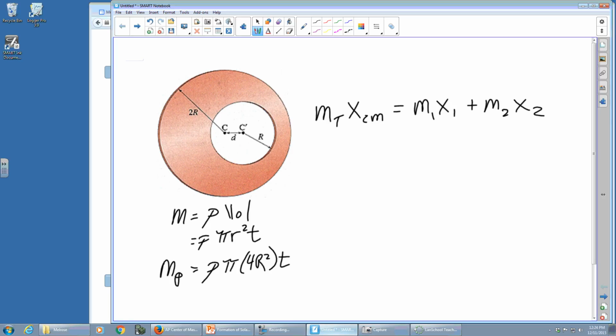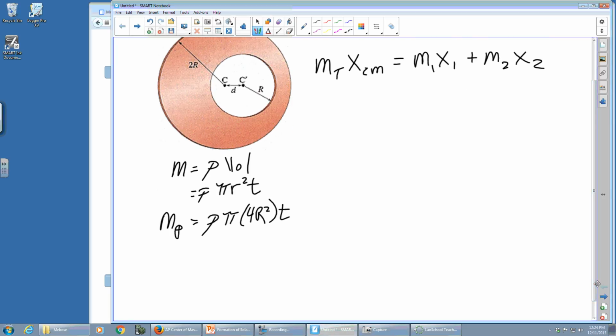Because I'm taking the area of the circle and then assuming it's a regular cylinder. So that's how I get that volume. So that's the mass of the plate. It'd be good to do the mass of the hole also. The mass of the hole is going to be negative rho, and then it has a radius r, so just pi capital R squared T. So its mass is actually going to be 1/4 the mass of the plate.